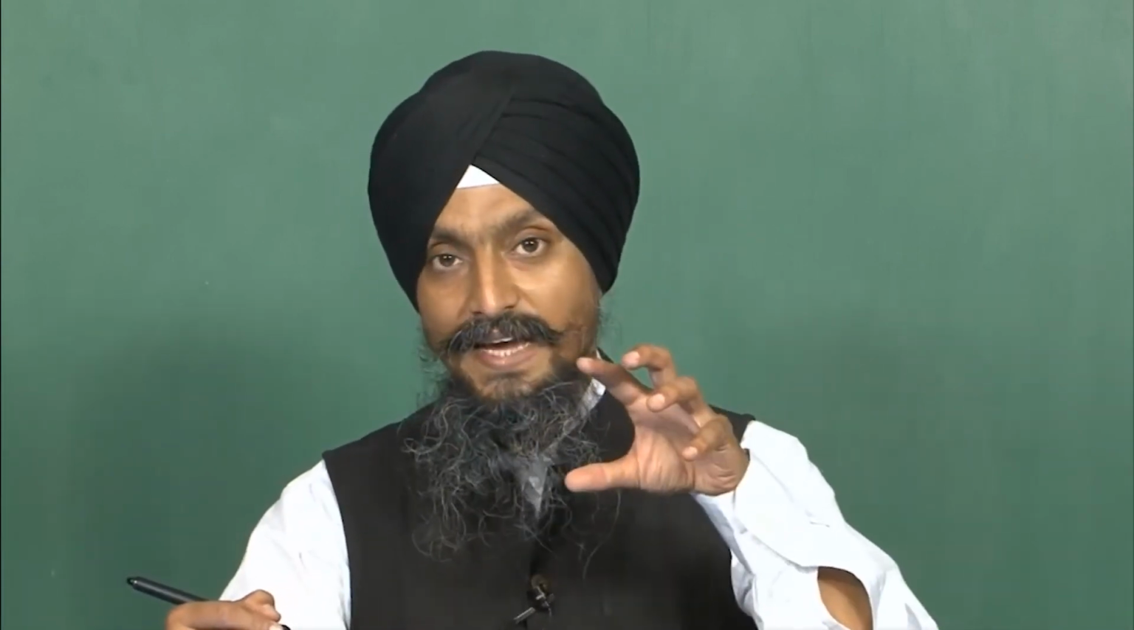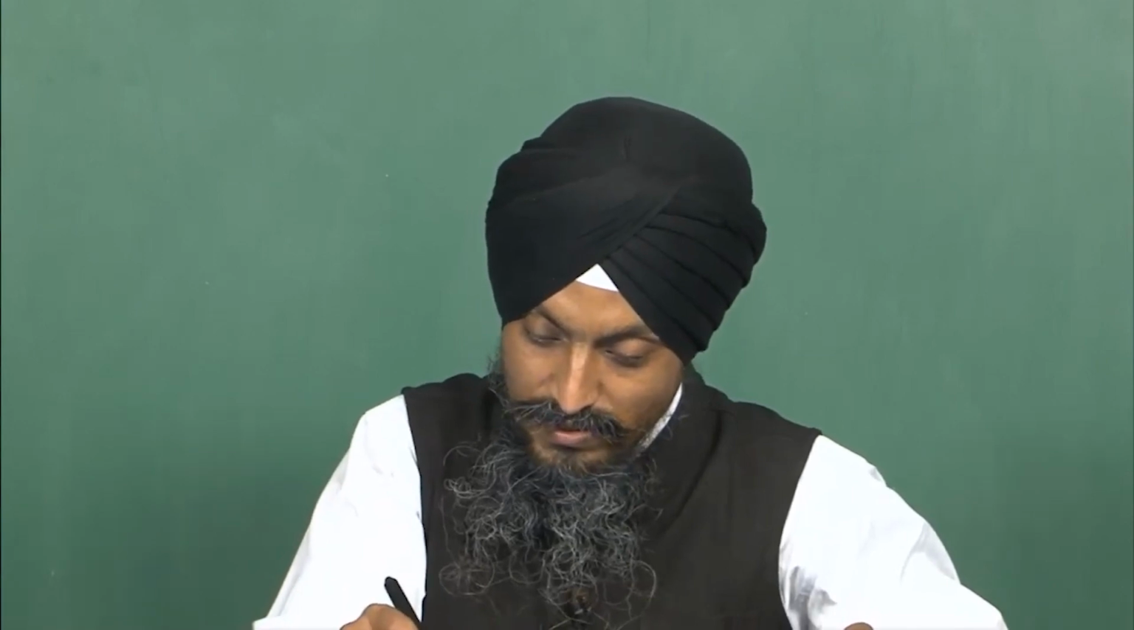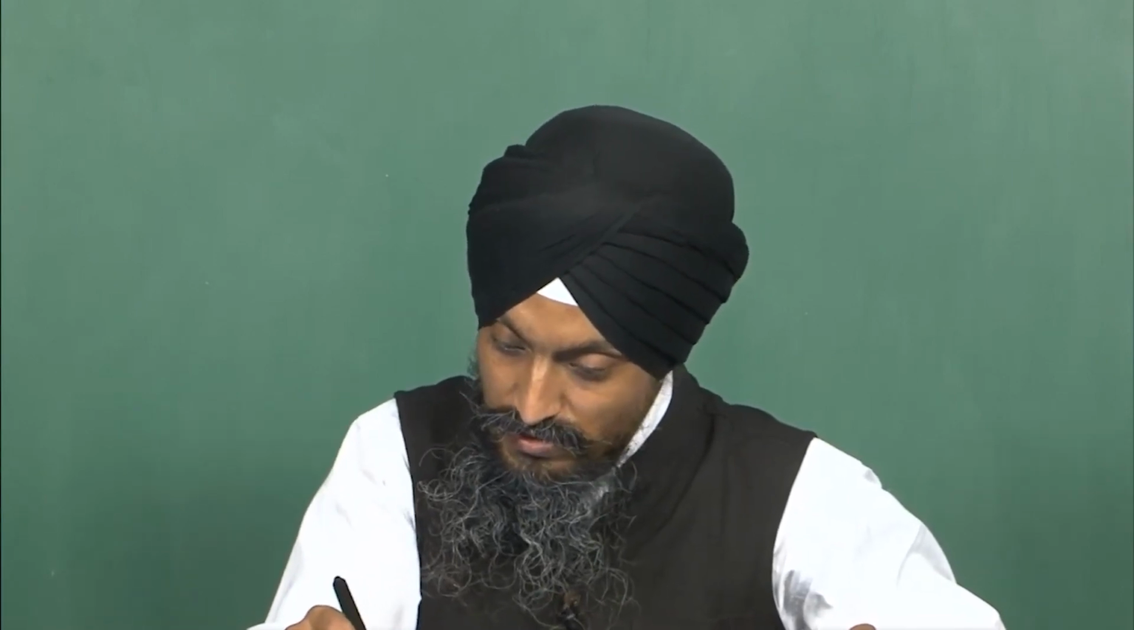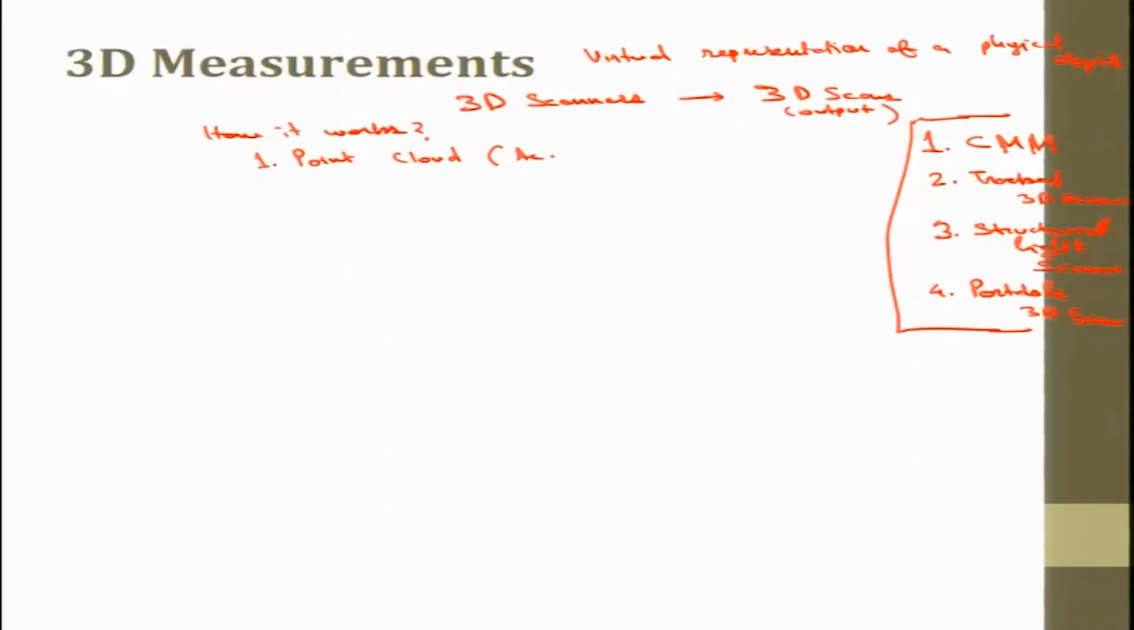So, how does 3D scanning work? What happens when it scans? When we use a CMM machine, it will try to touch the points. The first step it produces is the point cloud. I will write how it works. The first step is the point cloud, which is the acquisition of the data or the shape. This is the first input I am getting from my surface. So, I can say this is the acquisition of the scan.